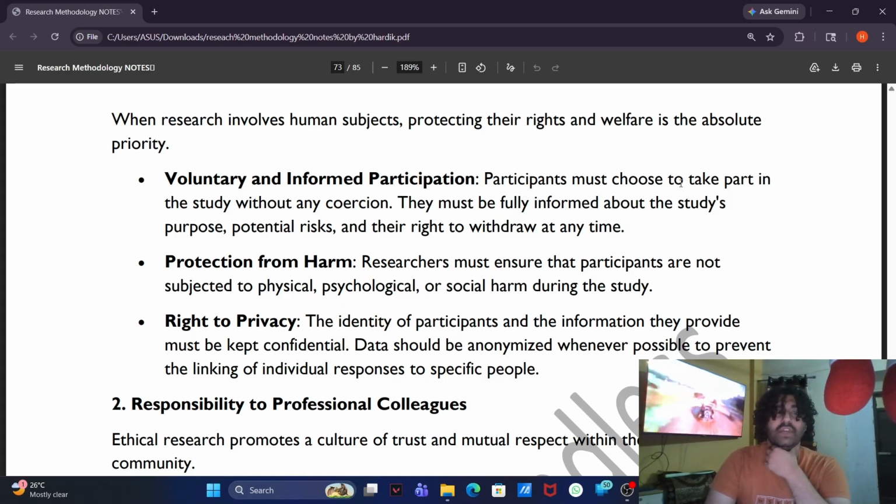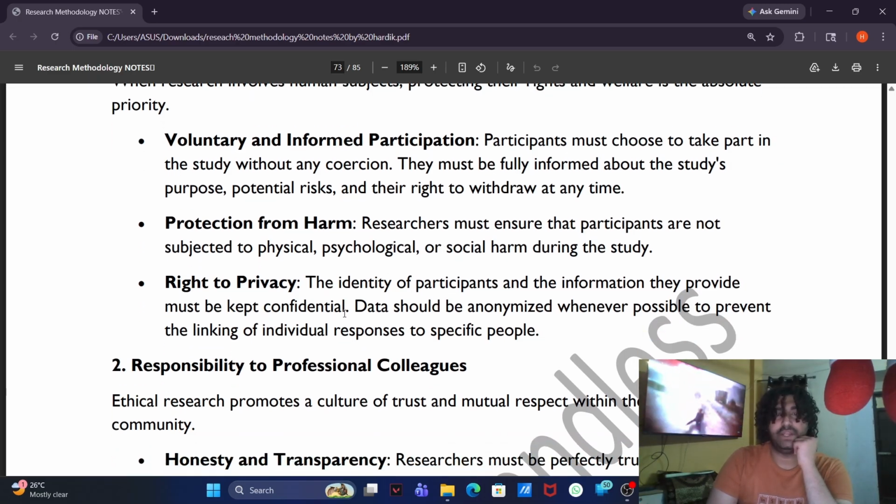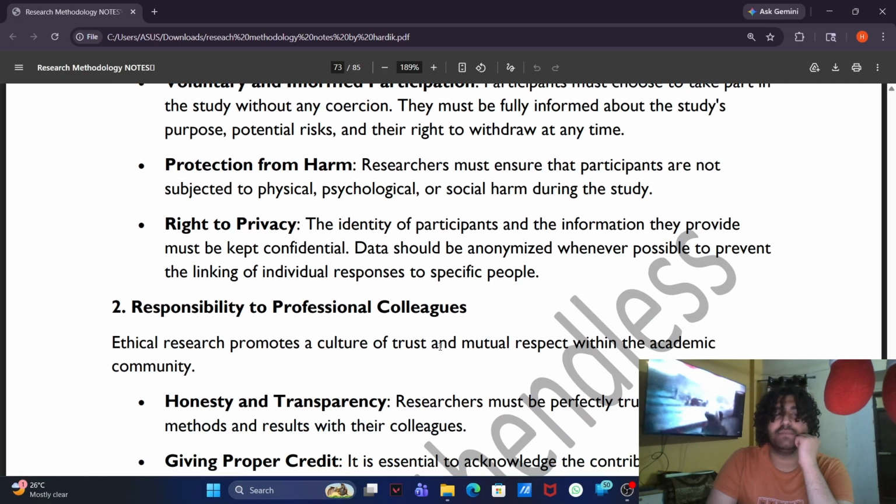Participants must choose to take part in the study without any coercion. They must be fully informed about the study's purpose, potential risks, and their right to withdraw at any time. Protection from harm. Researchers must ensure that participants are not subjected to physical, psychological, or social harm during the study. Right to privacy. The identity of participants and the information they provide must be kept confidential. Data should be anonymized whenever possible to prevent the linking of individual responses to specific people.